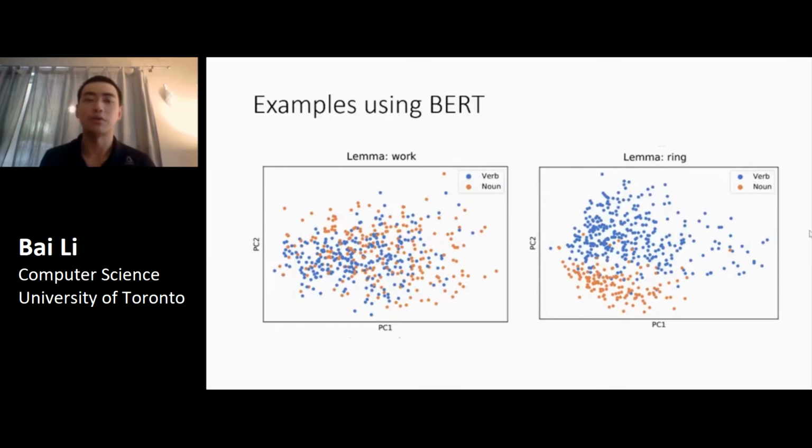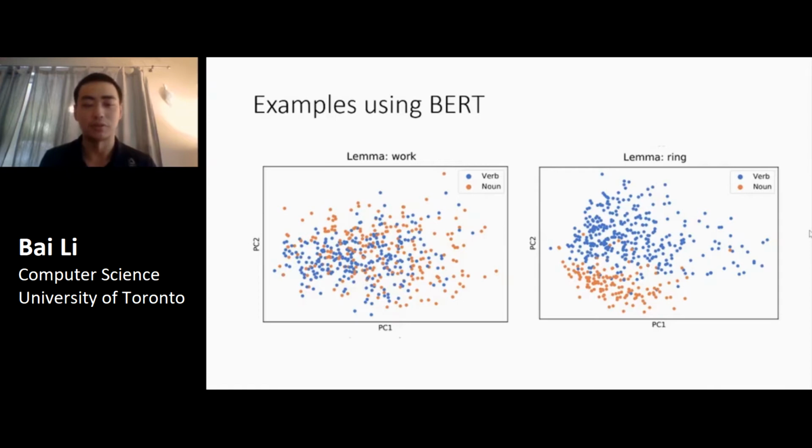Now, here's an example using BERT. Each of these dots here is a word in the context of a sentence. You feed a sentence through BERT, and then you get a contextualized embedding for every word. Depending on whether this word is a noun or a verb, you color it blue or orange. On the left here, we have the word work. You can see that these two clusters are fairly overlapping because the noun work and the verb work are very similar in meaning. But on the right here, we have the word ring, and you can see that the nouns and verbs have very little overlap because the noun and verb meanings are very different for this word.